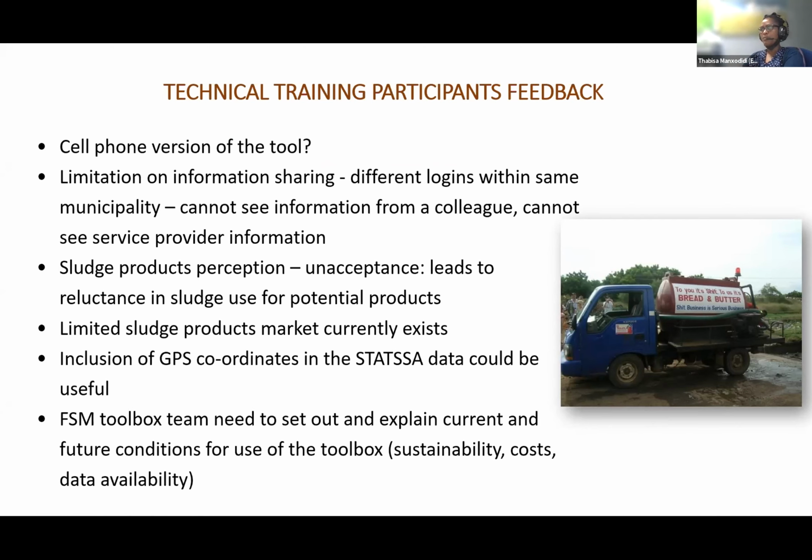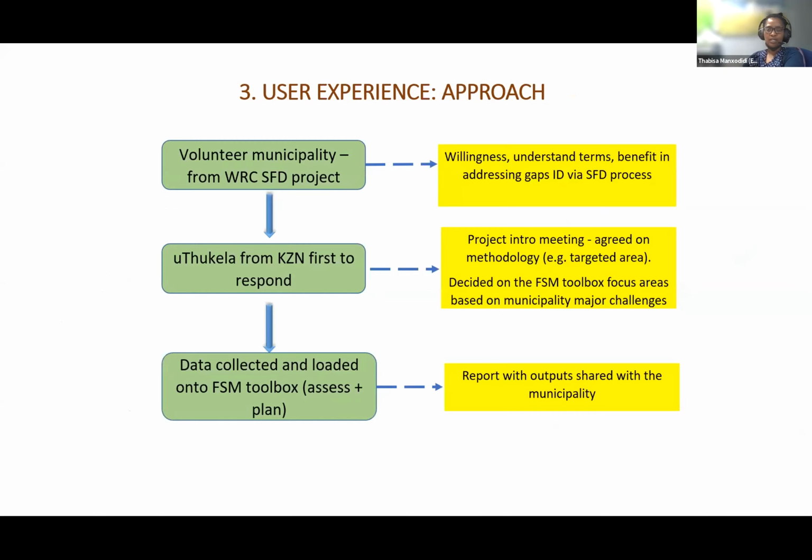Limitations on information sharing, different logins with the same municipality. So there are issues where people cannot see information from a colleague. And then the sludge products perception, some of the areas would indicate that it's unacceptable, which leads to reluctance in sludge use for potential products, limited sludge products market currently, inclusion of GPS and coordinates. Those are some of the feedback that the participants who used the tool came up with, and many more others. This is just an example of some of those that we picked up when we were taking the tool out to different people in the sector.